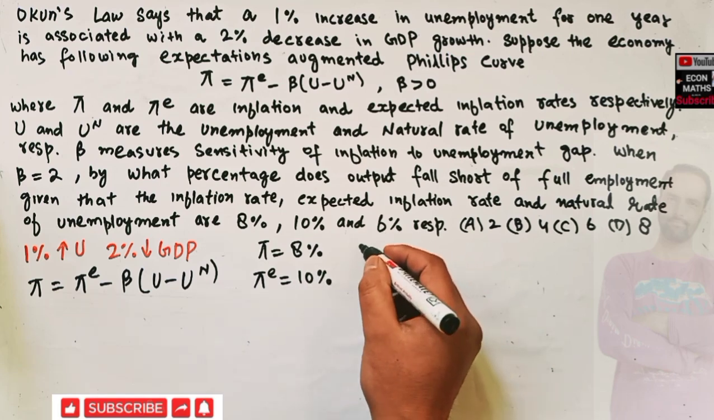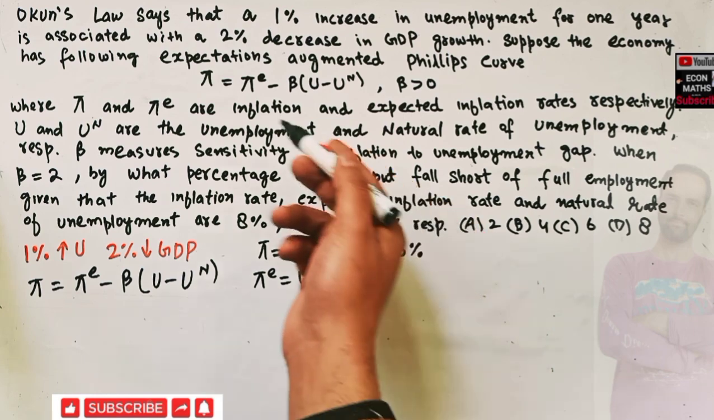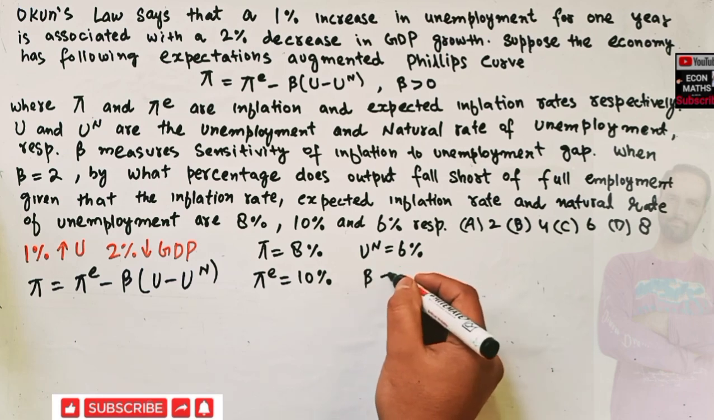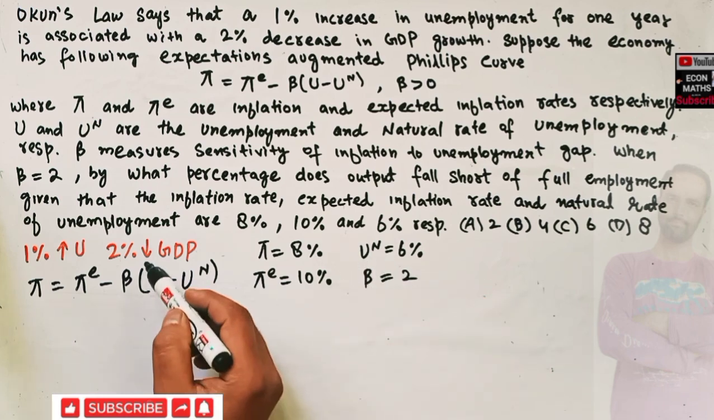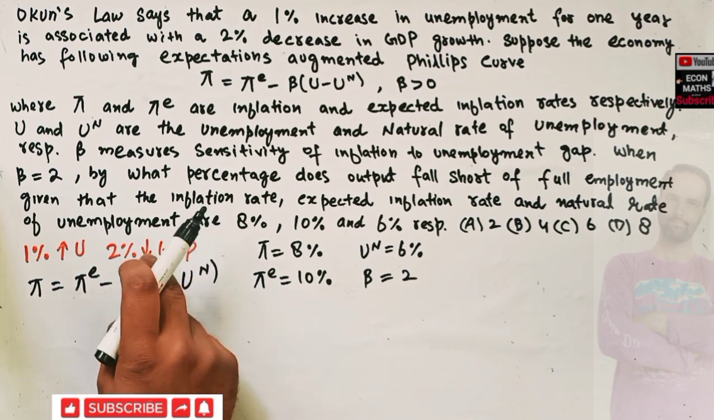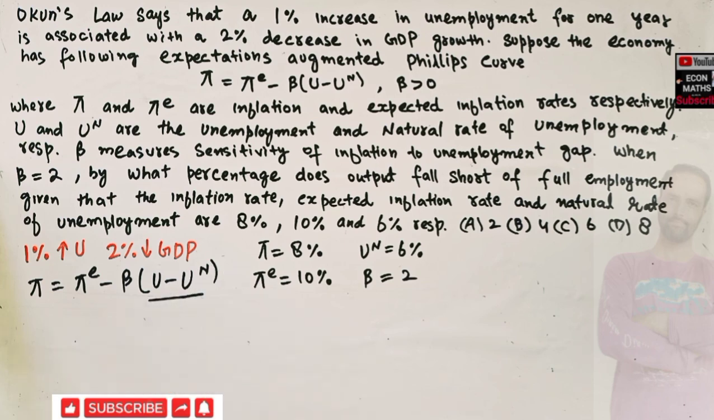Also, the national rate of unemployment is equal to 6%, and the value of beta is given as 2. Beta is equal to 2. Now we will put these values in this to get the value of u. Then this gap will give us the unemployment rate.